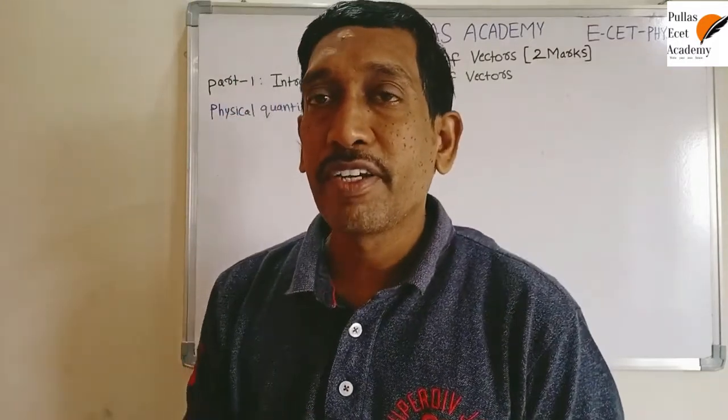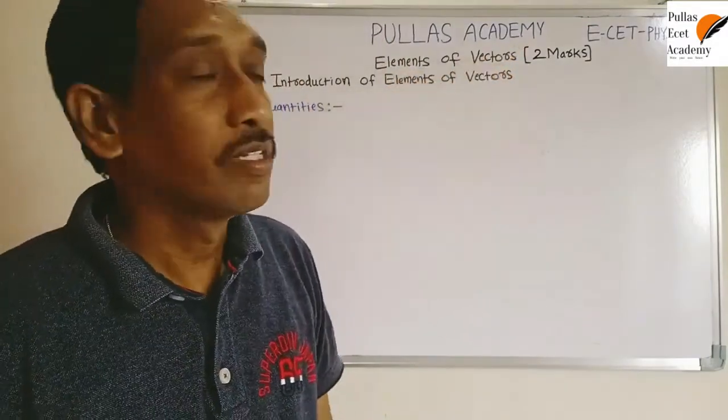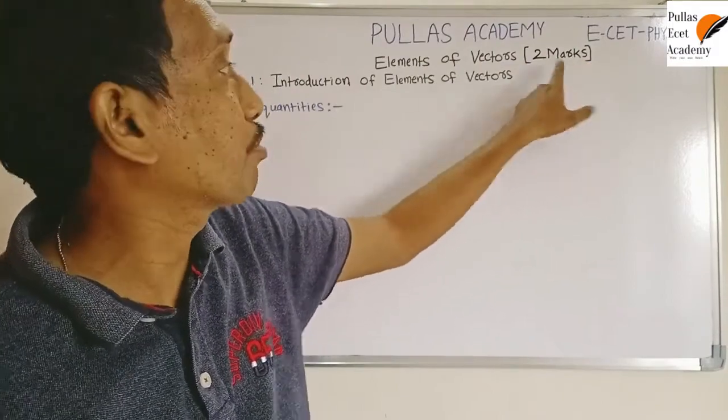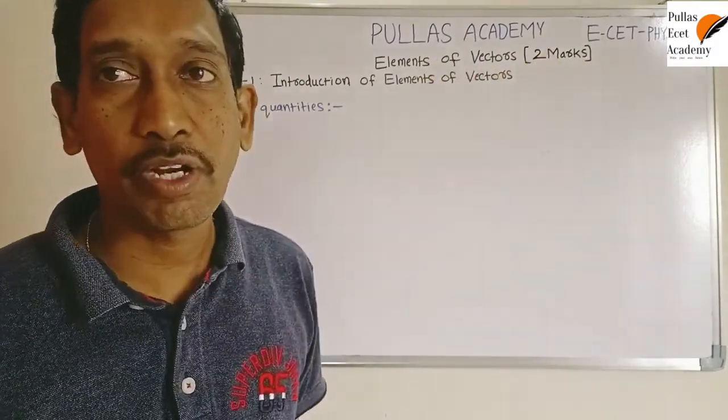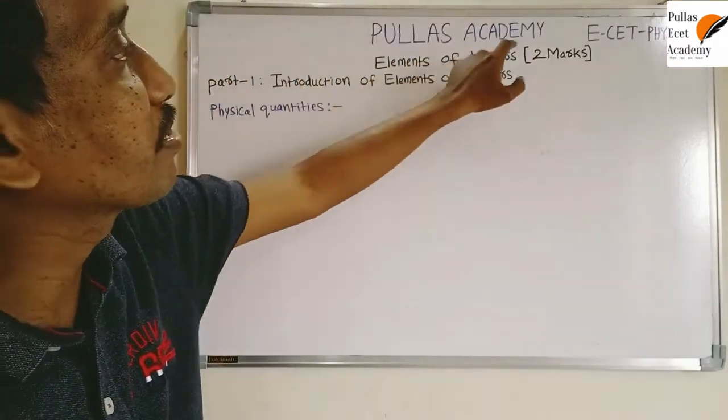Today we are going to discuss one chapter in our syllabus, that is elements of vectors. The blueprint of this lesson is 2 marks. Here we have to expect 2 questions from this elements of vectors. Today we are going to discuss part 1 video in elements of vectors.